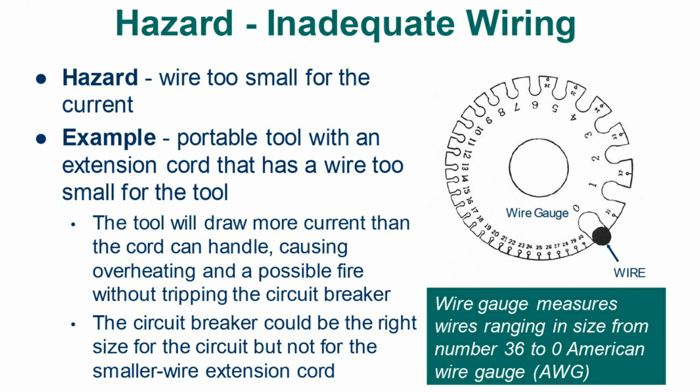Hazard: inadequate wiring. Hazard: wire too small for the current. Example: a portable tool with an extension cord that has a wire too small for the tool. The tool will draw more current than the cord can handle, causing overheating and a possible fire without tripping the circuit breaker. The circuit breaker could be the right size for the circuit but not for the smaller wire extension cord. Wire gauge measures wires ranging in size from number 36 to 0 American wire gauge, AWG.